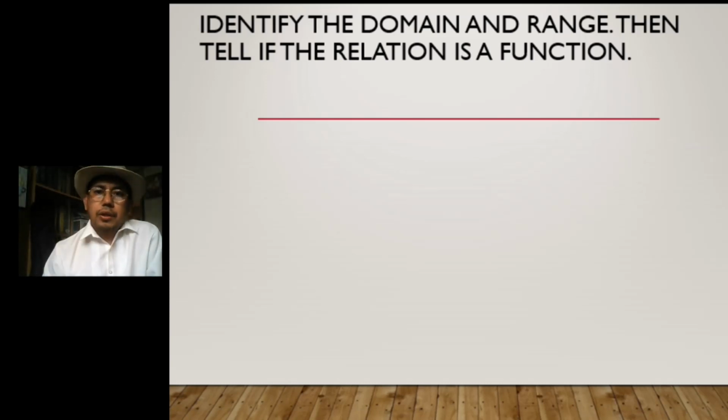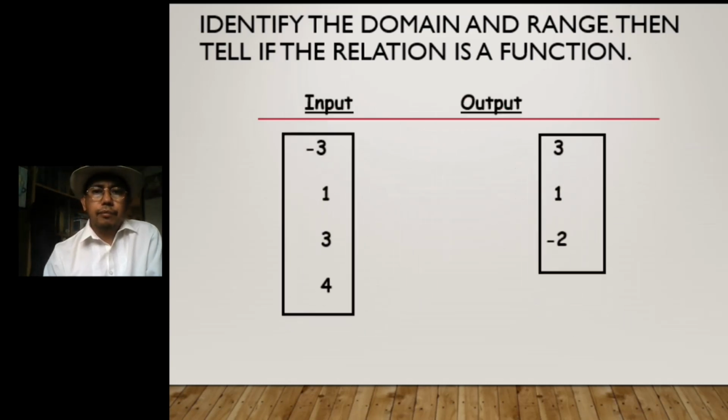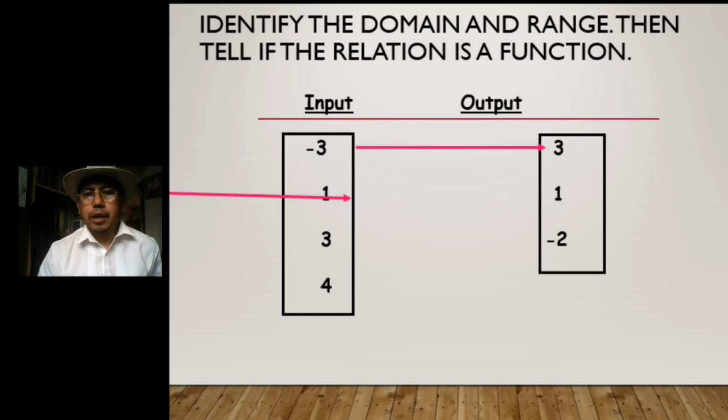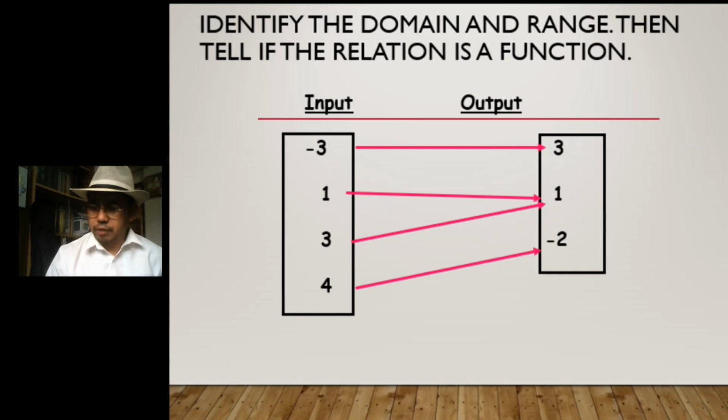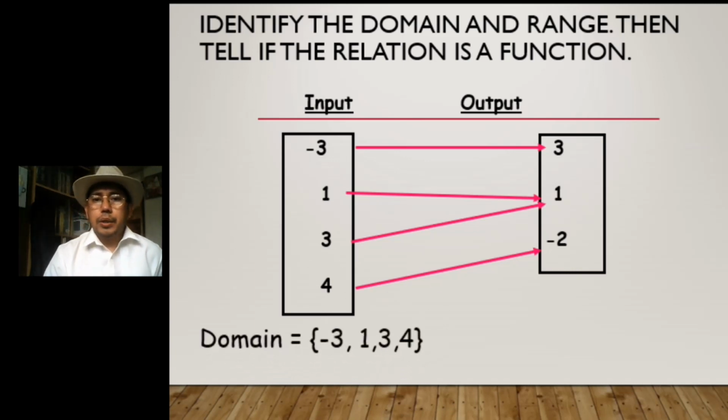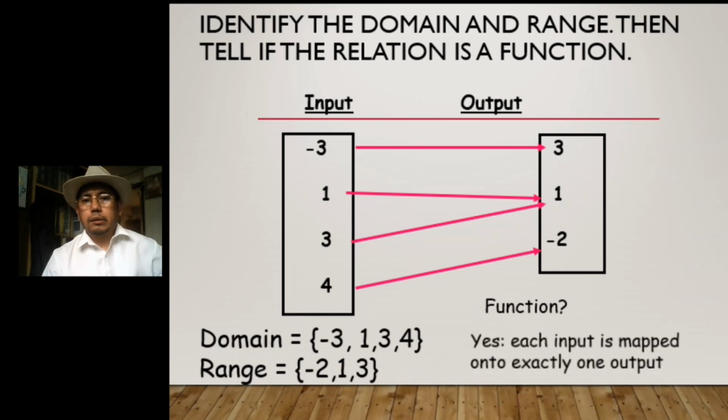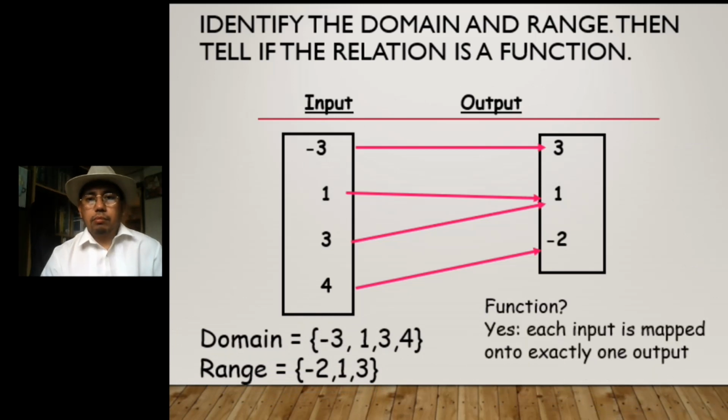Identify the domain and range, then tell if the relation is a function. Okay. You will notice here we have a set of ordered pairs, the input and the output. Negative 3 is paired with positive 3. 1 is paired with positive 1. 3 is paired with positive 1. 4 is paired with negative 2. Is it a function? You notice here that the inputs negative 3, 1, 3, 4 are not repeated. And so the answer is yes, it is a function. Each input is mapped onto exactly one output.